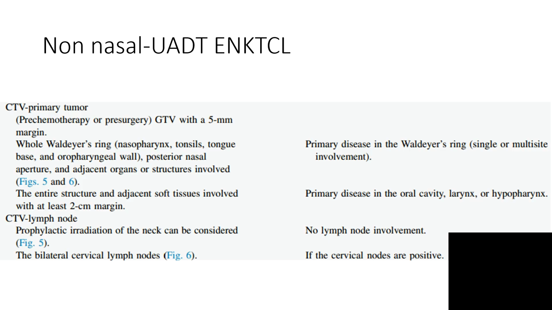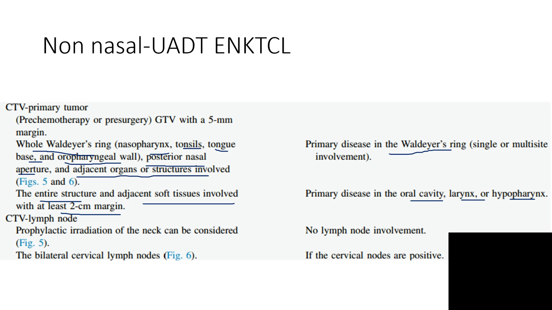So let's go to the contouring guideline. For primary disease in the Waldeyer's ring, single or multi-site, the whole Waldeyer ring, the nasopharynx, the tonsil, the tongue base, and the oropharyngeal walls need to be included, including the posterior nasal aperture as well, and any other adjacent organs that are involved. If the disease is in the oral cavity, larynx or hypopharynx, the entire structure with the adjacent soft tissue involvement with at least a 2 centimeter margin all around should be included for the CTV.